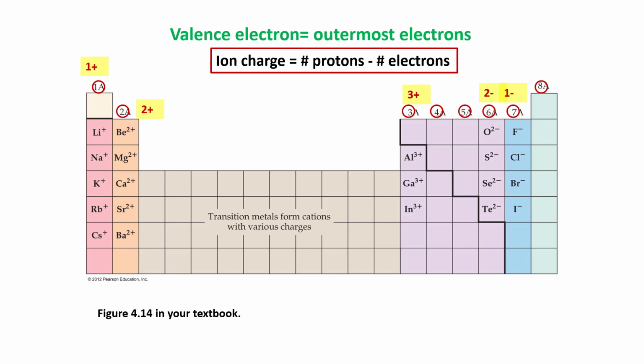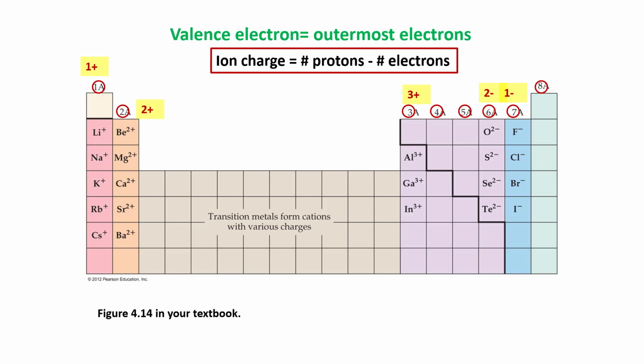Now you might ask the question, what about group 4 and group 5? Well, they're kind of in the middle. So those group 5As, they could form 3+ charges, or 3 negative charges, excuse me. They do regularly form 3 negative charges. But they could also be neutral, and they could do what's called covalent bonding, which we'll get into later. But for right now, just note that your 5As are going to mainly be -3.